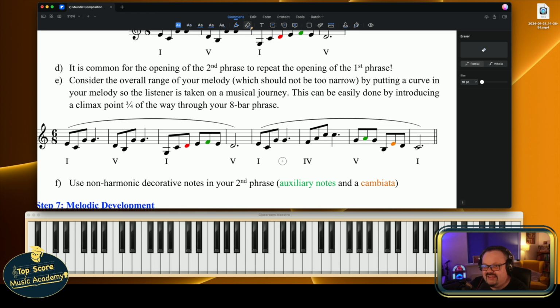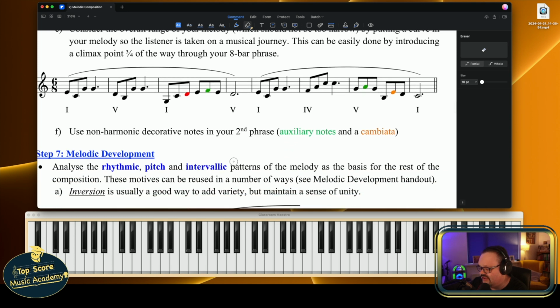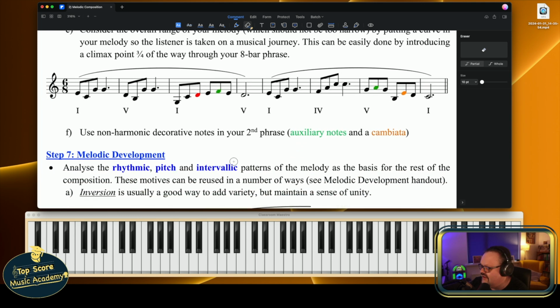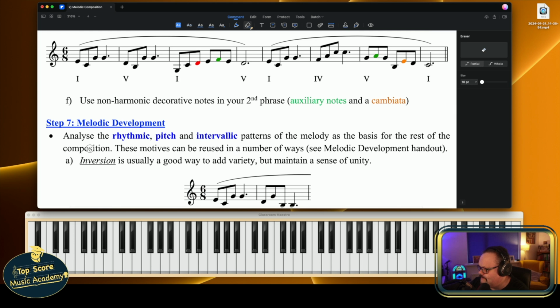So if you wanted to, you could leave it like that, at least for the first time that you're introducing the melody in your composition. But at some stage, you may want to develop that melody through decoration and have more non-harmony notes in there. So yeah, you could introduce melodic development at some stage in your composition as well.